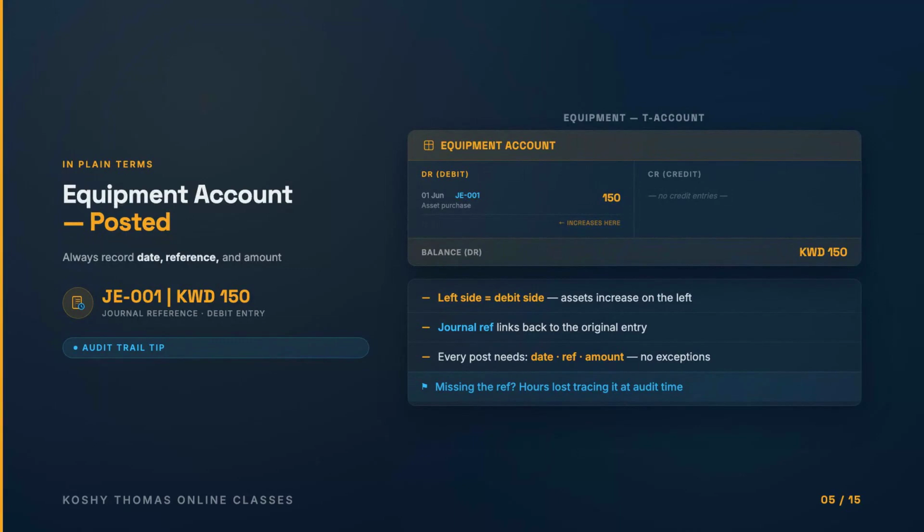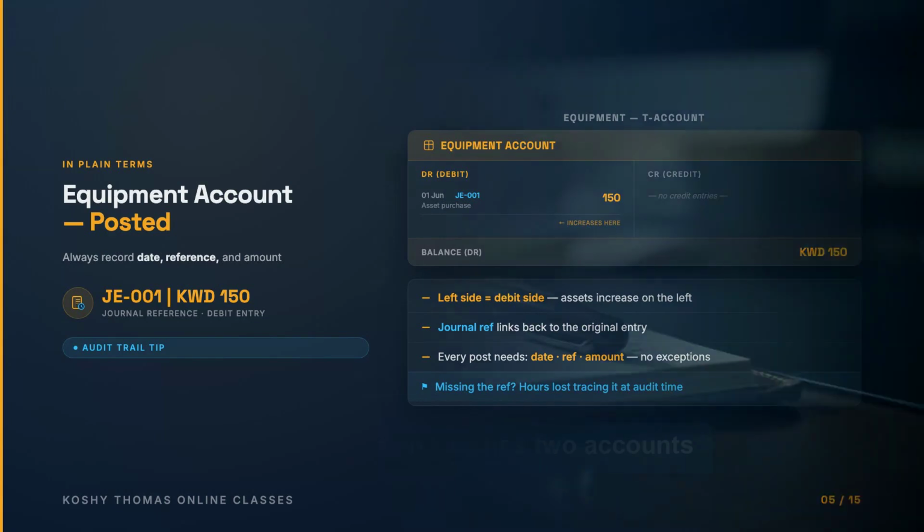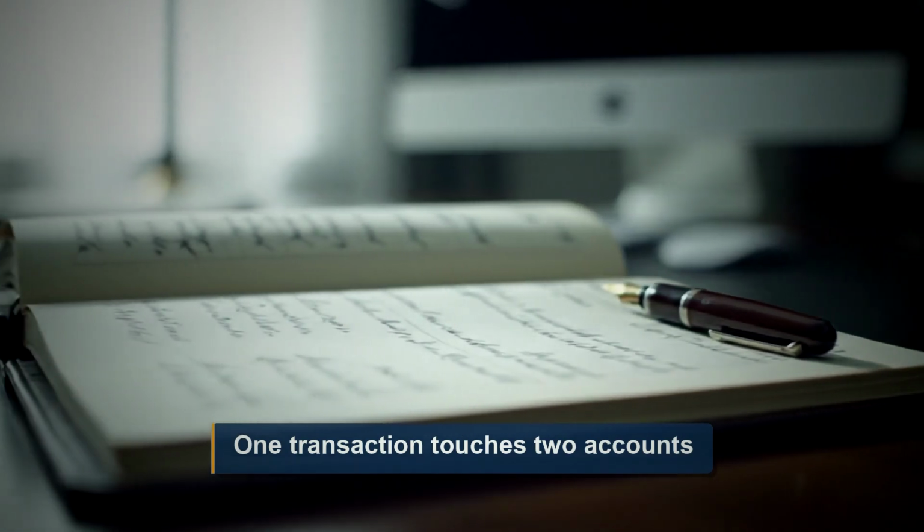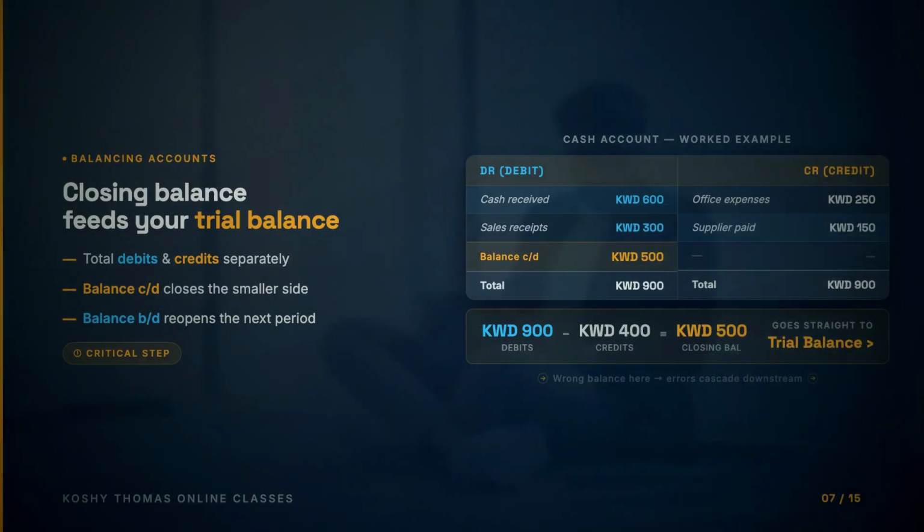Here's what that posting actually looks like inside the equipment account. Notice, the debit sits on the left, the date is recorded, and the journal reference is noted. That reference is how you trace back to the original entry later. Be careful never to skip it. Each account in the ledger is a running story of what happened to that item.